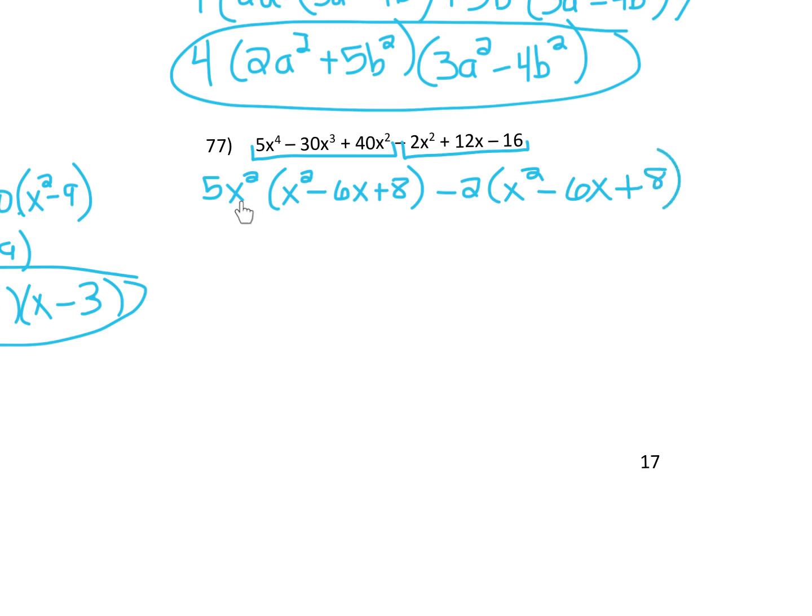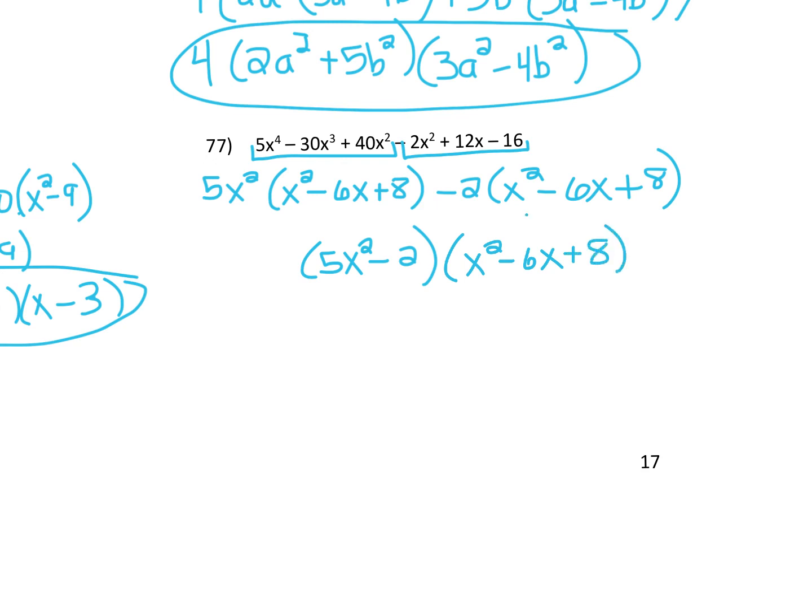All right, so I'm going to take what's in front of them, the 5x squared and the minus 2, and that becomes our first factor, which is not going to factor further for us. If you have 2 terms, you're looking for a difference of 2 squares, and that's not one. And then I'll take my common parentheses, in this case it's a trinomial, and I'll bring that down.